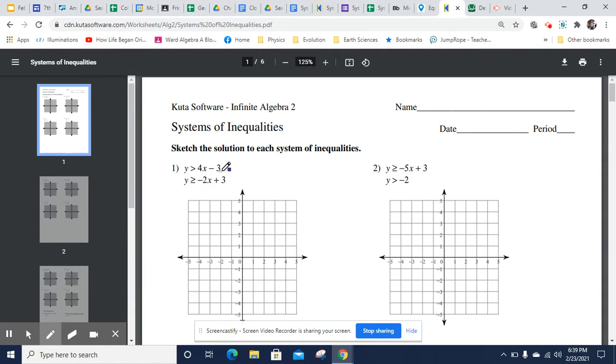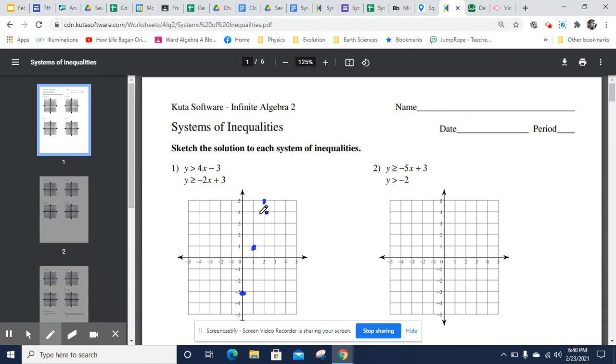And so our boundary line would be a dashed line, since it's not "or equal to," of y equals 4x minus 3. So the y-intercept is right here, negative 3. So I'm going to plot 0, negative 3 as the y-intercept. And then I will plot using the slope of 4, up 4 over 1, and up 4 over 1 again. Okay, and I'll go ahead and graph that line.